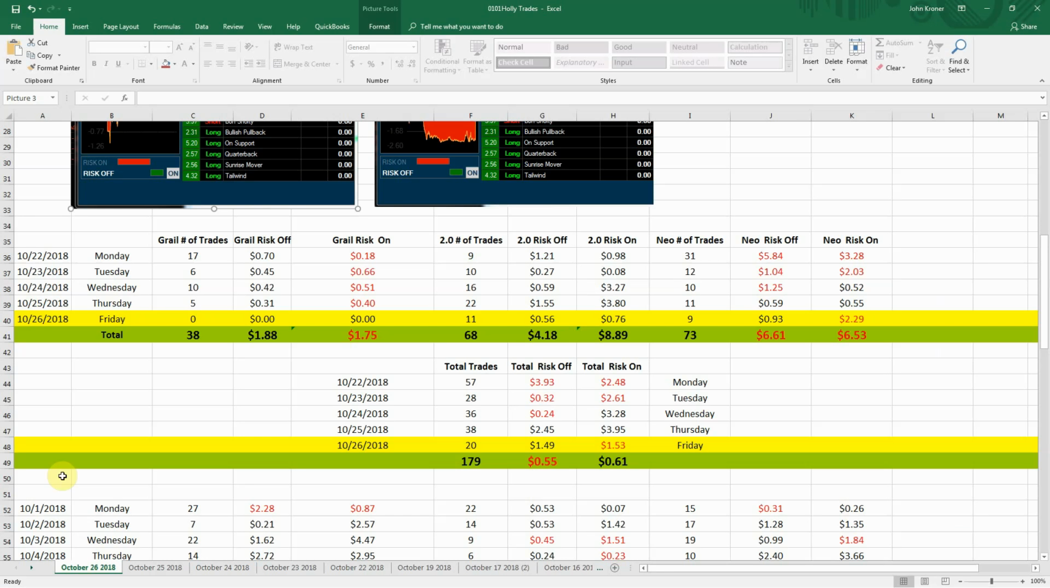Let me go back for one second and review Holly in a little more detail, like I like to do. Throughout the week, Holly Grail had 38 trades, $1.88 profit, and lost $1.75 on the risk on category. On the 2.0, she had 68 trades. She made a profit of $4.18, and the risk on profit was $8.89. So Holly 2.0 was the one to follow this week, and Holly Neo had 73 trades, lost $6.61 on the risk off, and lost $6.53 on risk on. And for the week, $1.79 in the total trades, 55 cent loss in the risk off, 61 cents profit on the risk on. So that is the toughest week I can recall ever seeing for Holly.